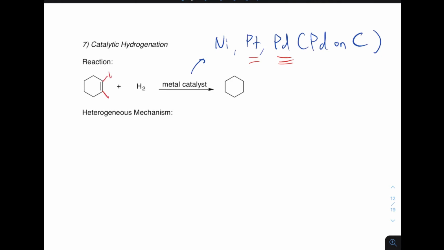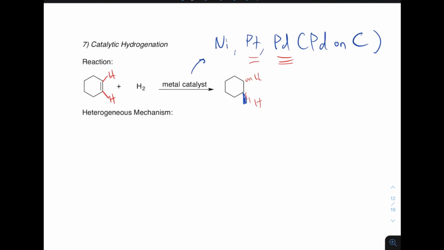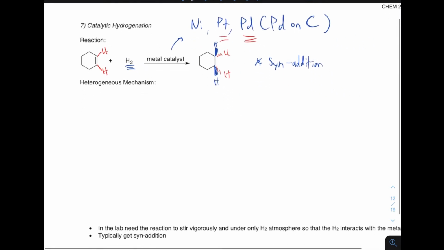And this is a syn addition reaction where the hydrogens add to the alkene at the same time, okay? So this is a syn addition. And the mechanism for this is a little bit more complicated, so I'm going to show you a quote-unquote mechanism to kind of explain what's happening. But again, this will definitely not be a mechanism you'll be required to know.